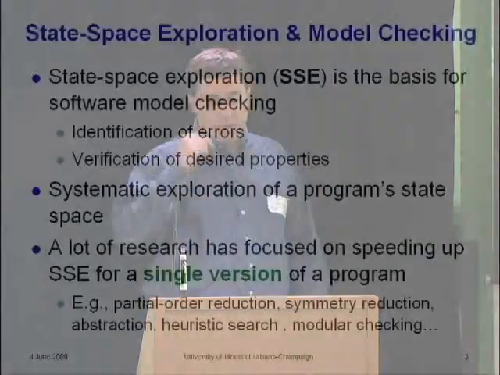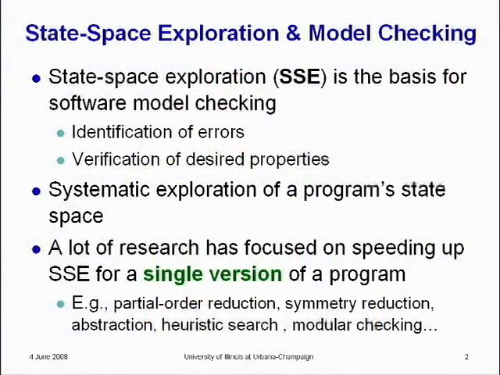So I'll be talking about state space exploration, which is the basis for model checking. It can be used to find bugs or verify certain properties. Basically, it systematically explores a program's state space. A lot of research in this area has focused on speeding up this state space exploration for a single given version of a program, with techniques like partial order reduction, symmetry reduction, and so on.